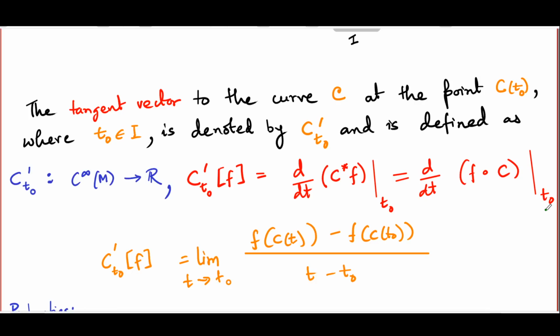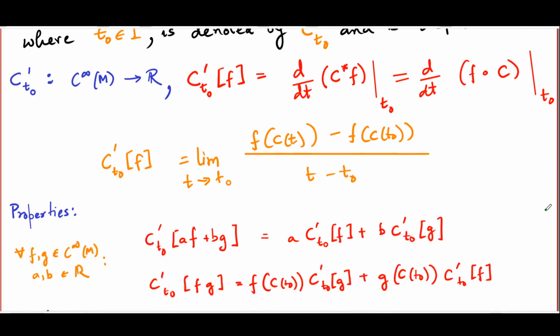Now this leads to certain very simple properties by direct calculation. We had verified these properties earlier. Acting on a linear combination af plus bg, C prime t0 gives a times C prime t0 acting on f plus b times C prime t0 acting on g. In other words, C prime t0 acts like a linear map on the space of functions.